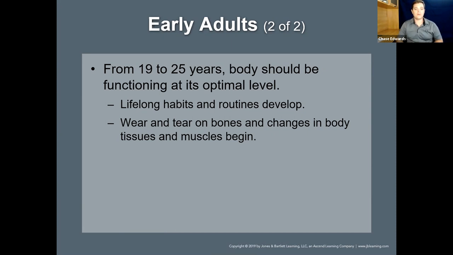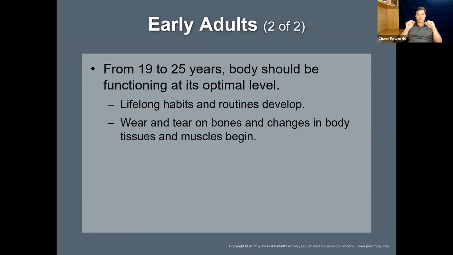So this is where your lifelong habits and routines begin to develop. At the beginning of this period, the body is working at peak efficiency. Should be. 19 to 25, it definitely should be. But as early adulthood continues, wear and tear on your bones can happen, and changes in body tissues and muscle can also begin.